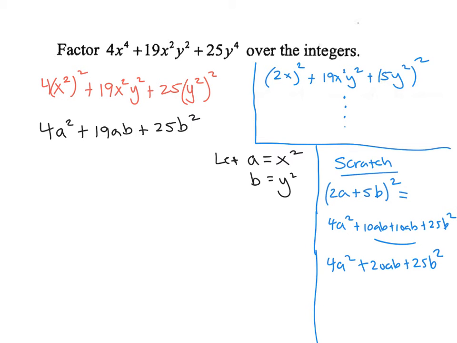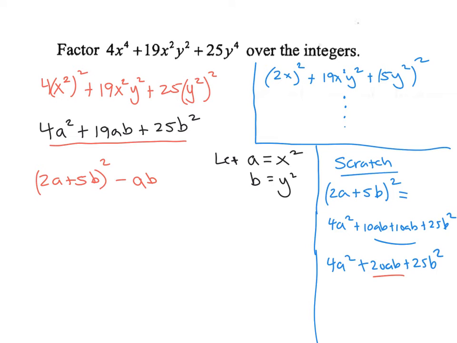It's just off by a single ab, right? We have 20ab here, whereas up here we have a 19ab. So it looks like what we're looking at here that I just underlined is this 2a plus 5b quantity squared, but I'm going to have to subtract 1ab to make it match. So let's go with that. I'm going to factor this as 2a plus 5b quantity squared, but then I've got a minus an ab to really make it match.